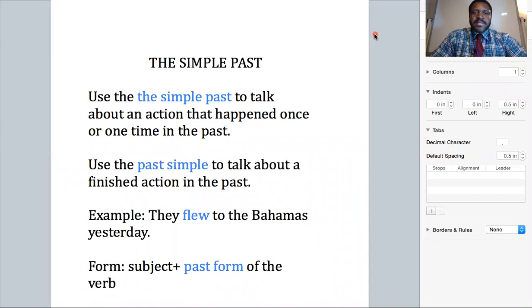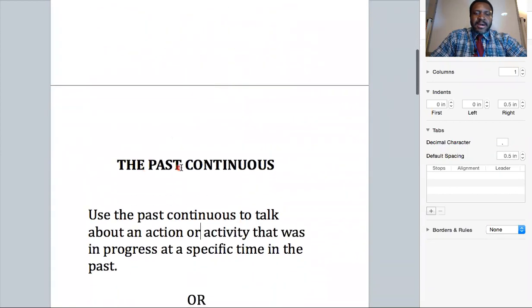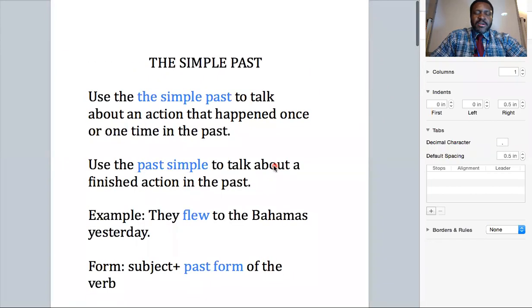In today's lesson, we'll be talking about the simple past and the past continuous. Remember that the simple past is also called the past simple. Use the simple past to talk about an action that happened once or one time in the past.